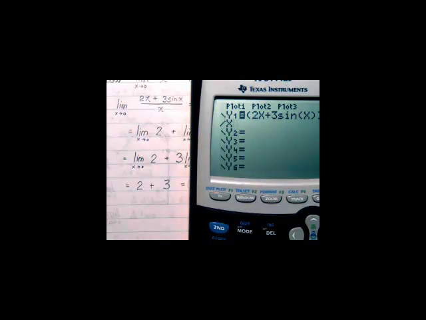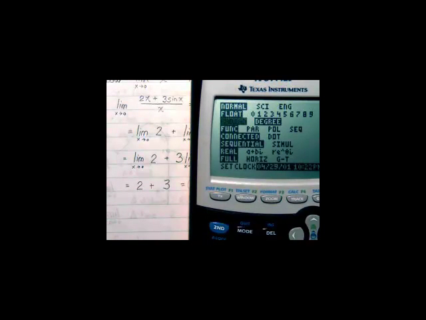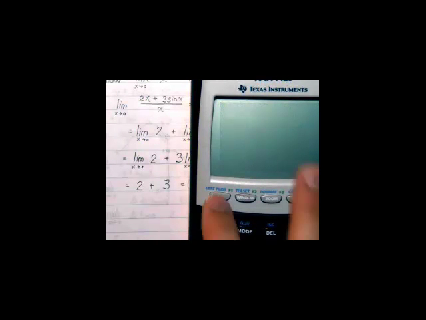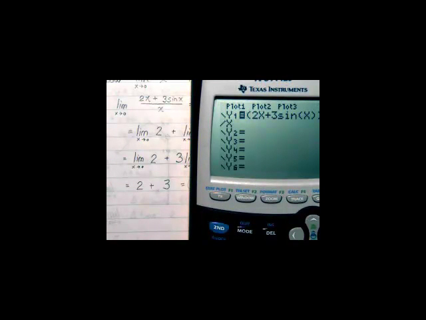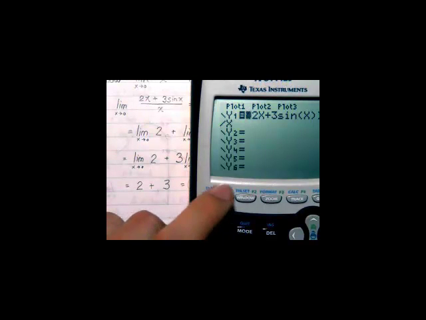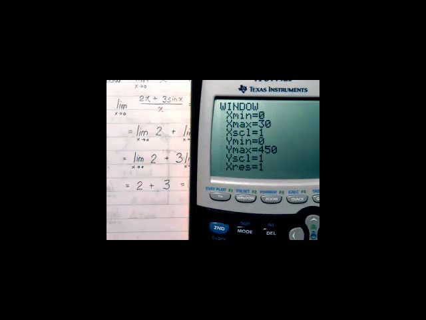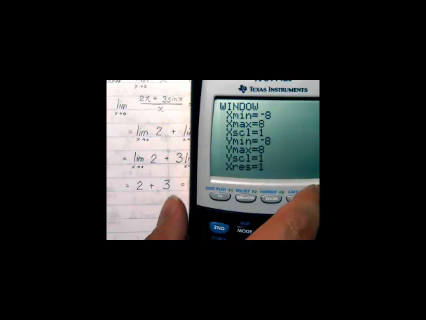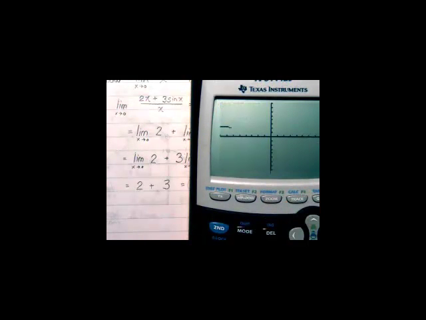Double check that your mode is in radians. Mine's not. Oops. Should be in radians. And your window, maybe let's go to like 8 in every direction. We know the limit's equal to 5, so we want to make sure 5 is in there so we can see it. All right, so if we graph this thing, when x is 0, the function should be approaching 5.